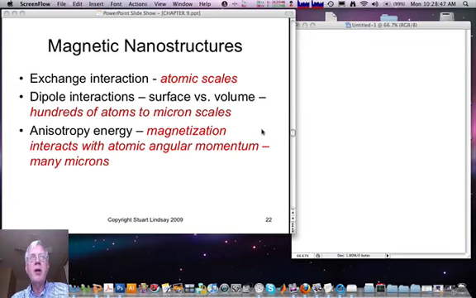Length scales for interactions in magnetic systems cover a very wide range. We've already talked about the exchange interaction, which embodies the need to keep many particle wave functions antisymmetric, including the spin component of the electron, under exchange of particles. This interaction can be thought of as operating predominantly on atomic scales, and it's the details of the local interaction that drive whether a particular material is a ferromagnet or an antiferromagnet or a host of other possibilities.